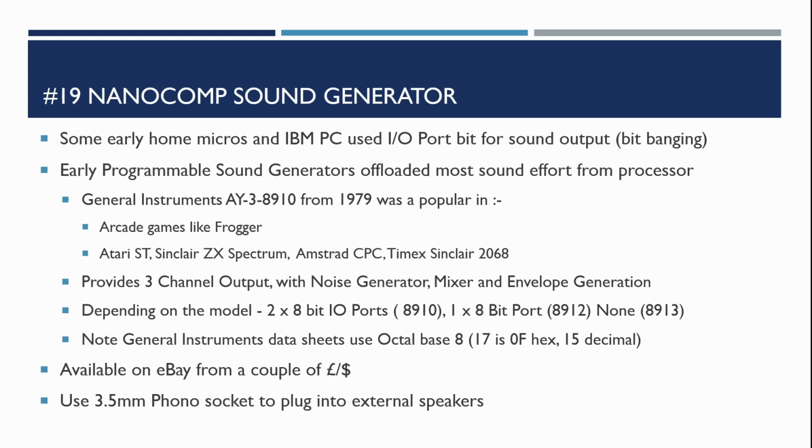Now, depending on the model of the chip used, there are a number of I/O ports included with the sound generator. The one we're using, the 8910, has two 8-bit ports. The 8912 has one 8-bit port, and the 8913 doesn't have any ports. Also note, when looking through the datasheets, the General Instrument datasheets use octal, base 8, rather than the more typical hexadecimal, base 16. So for example, if you see a table with 17 in it, that probably means it's 0F hex or 15 decimal.